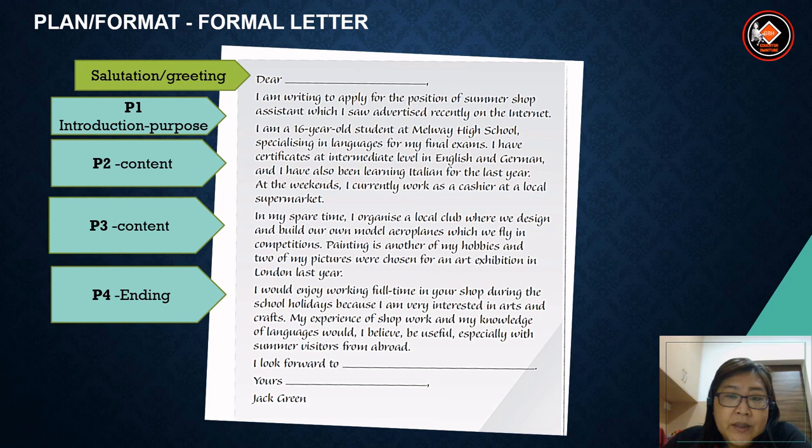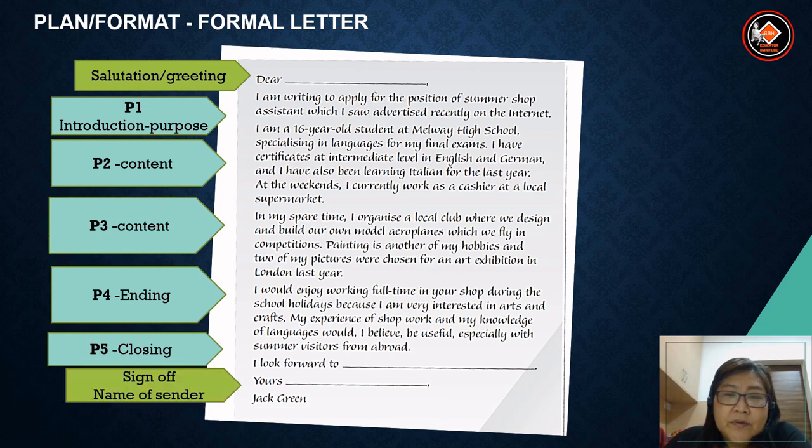I would enjoy working full-time in your shop during school holidays because I'm very interested in arts and crafts. My experience of shop work and my knowledge of languages would, I believe, be useful, especially with summer visitors from abroad. I look forward to. So this is the closing. And then you have to sign off yours sincerely or yours faithfully, and then write the name of the sender, Jack Green.